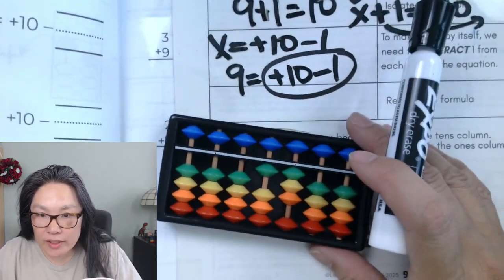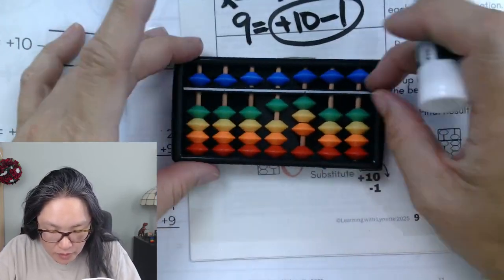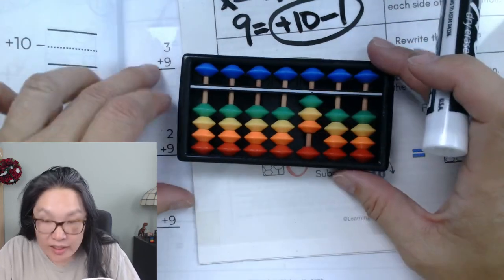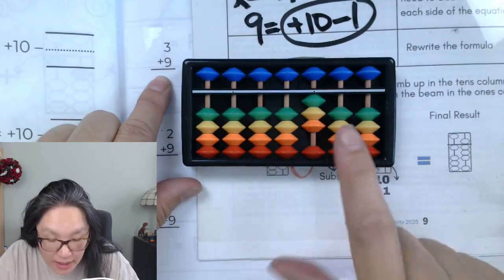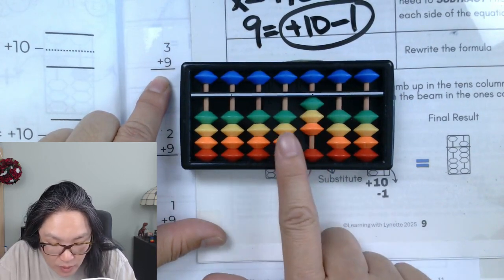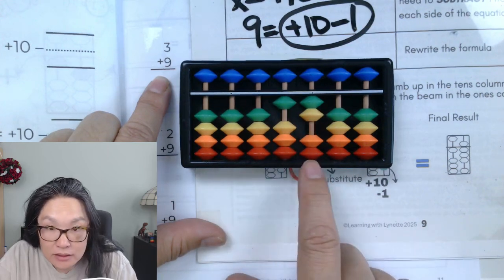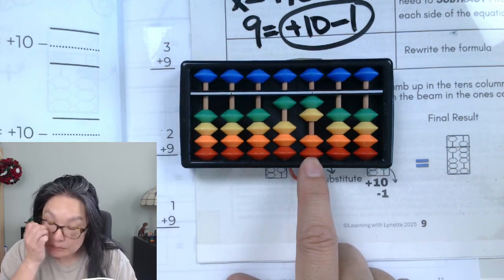So we could do the 3. When we do the 3, it's the same thing. We go 3 and then plus 9. When we add the 9, all we have to do is plus the 10. That means it's 1 and 0, 10, and then take away the 1. And that's it. So my final answer is 13.